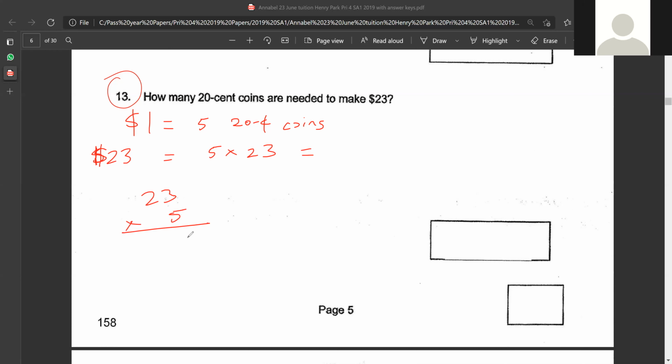We do it like this. I'll do it here together. You tell me what to write. 5 times 3, 15. Write 5, carry 1. And here, 5 times 2 is 10, plus 1 is 11. So 115. Answer is 115. Okay. Question 13.